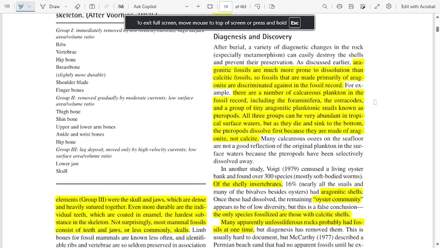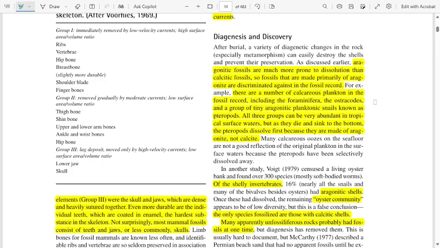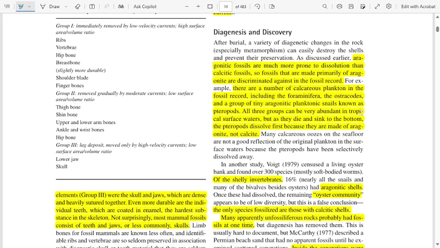Diagenesis and discovery. After burial, a variety of diagenetic changes in the rock, especially metamorphism, can easily destroy the shells and prevent their preservation. As discussed earlier, aragonitic fossils are much more prone to dissolution than calcitic fossils. So fossils that are made primarily of aragonite are discriminated against in the fossil record.